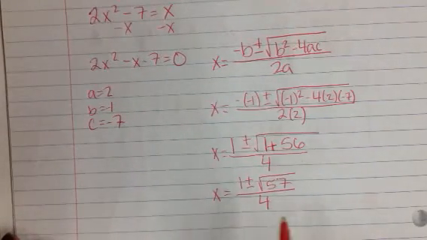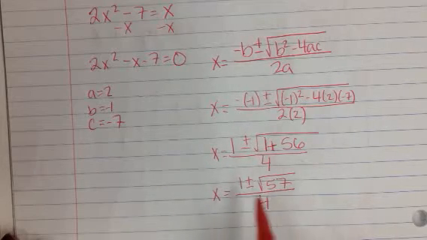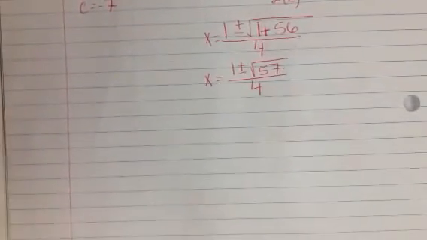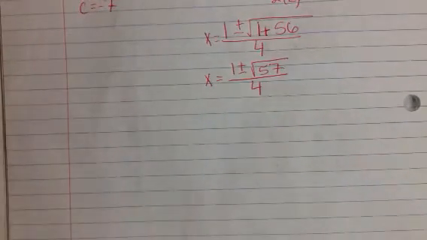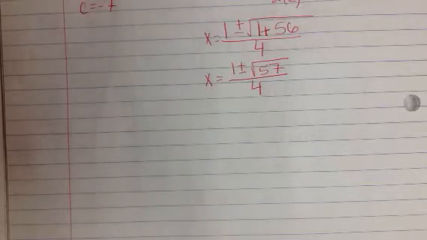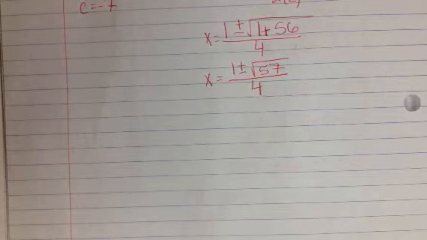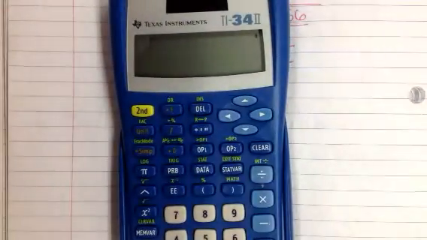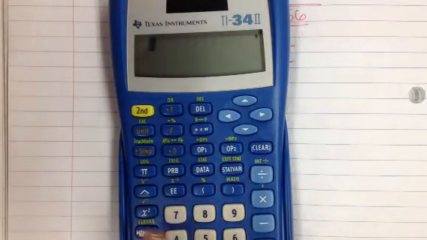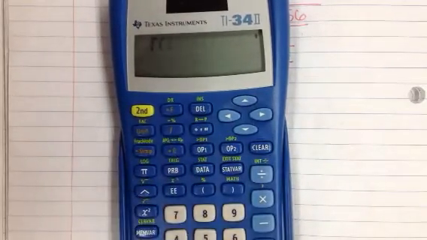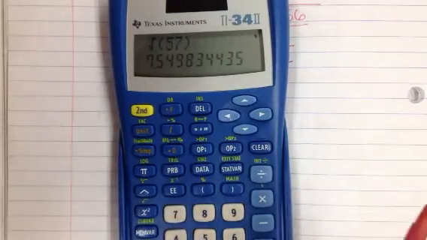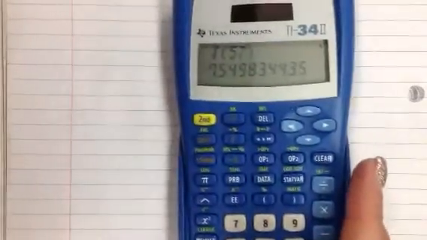These are your exact answers. It's 1 plus the square root of 57 over 4 or 1 minus the square root of 57 over 4. On the test, they may ask you for an approximate answer. In that case, you would need the calculator. So you take your calculator and you want to find the square root of 57. So the square root of 57 is 7.54.